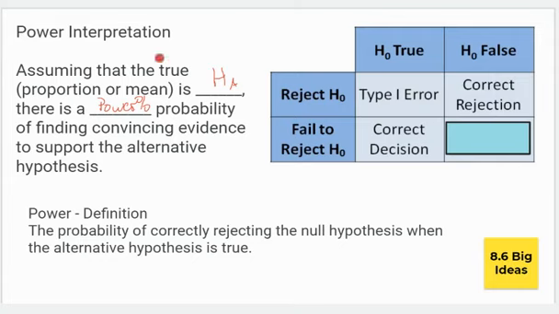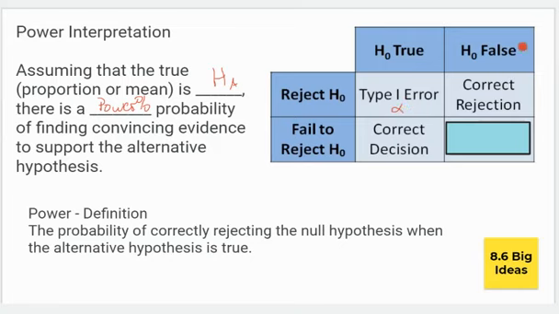Now, one thing I would like to add to this is that the probability of a type 1 error is equal to alpha. We talked about this in the last lesson, but I think it's important to maybe put this in this table as well. The probability of making a type 1 error is equal to alpha. So if the null hypothesis is true and we reject it, we've made a mistake, that's a type 1 error, and the probability of that happening is alpha.